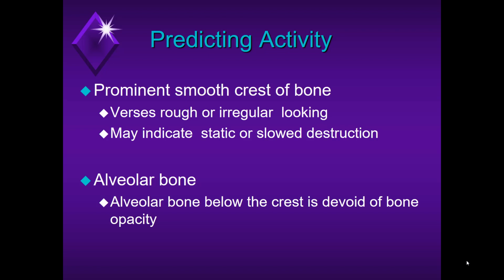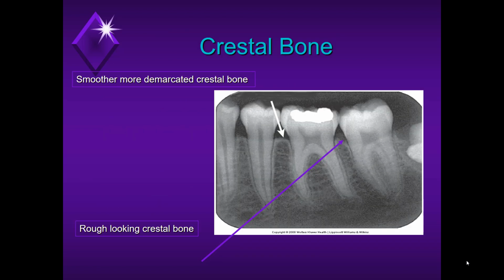When you take radiographs at that time point only, it's thought if you see a prominent crest of bone in between the teeth, as opposed to an irregular or rough surface, it can indicate static or slow destruction. So a rougher, irregular look to the crest of bone is thought to be an active case. And I'll show you what I mean here.